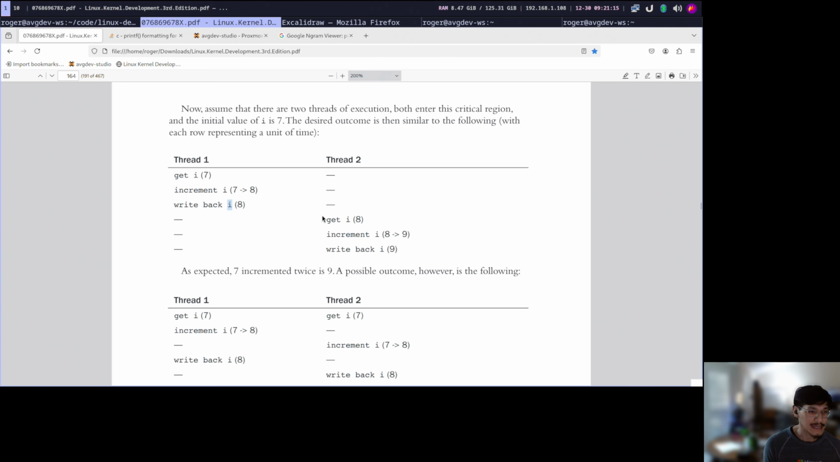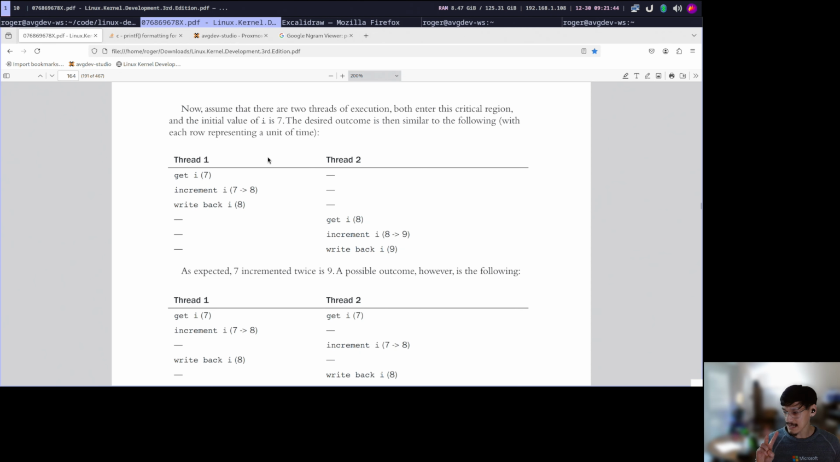All right. Now let's say somewhere down the line thread 2 wakes up. So now it gets I, because you're running this code concurrently. You'll get I, it's 8 from memory. Then you increment it in your register, 8 to 9. Then you write back 9 to the location in memory that represents I. That's correct, right? That's what you want.